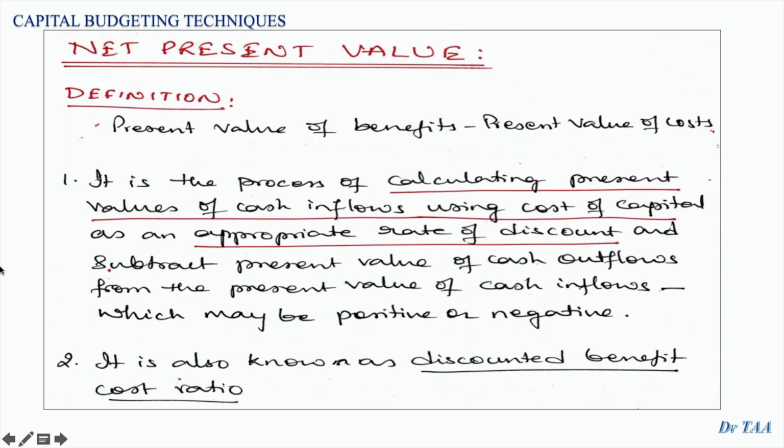Hello students, today we are discussing net present value. Net present value is defined as the present value of benefits minus the present value of the costs.